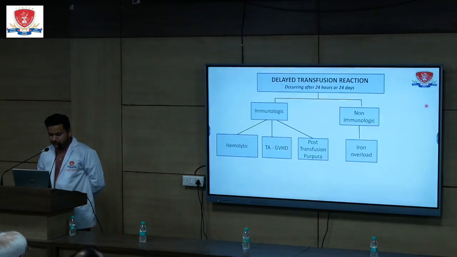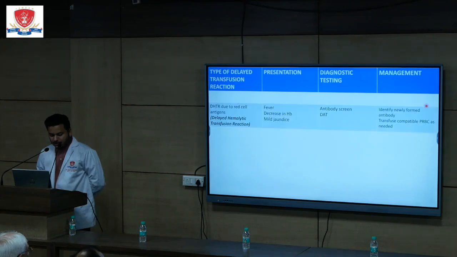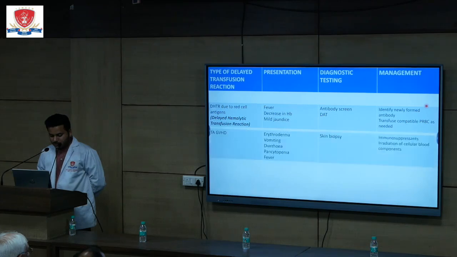Then we have the delayed transfusion reactions, divided into immunologic and non-immunologic. In immunologic, we have delayed hemolytic transfusion reactions, transfusion-associated graft versus host disease, and post-transfusion purpura, and in non-immunologic, we have iron overload. The first one in the delayed is the delayed hemolytic transfusion reaction, in which we see fever, decrease in hemoglobin count, and mild jaundice. Diagnosis is doing antibody screening and performing direct antiglobulin test. Management is identifying newly formed antibodies and transfusing the patient with a compatible PRBC unit as required.